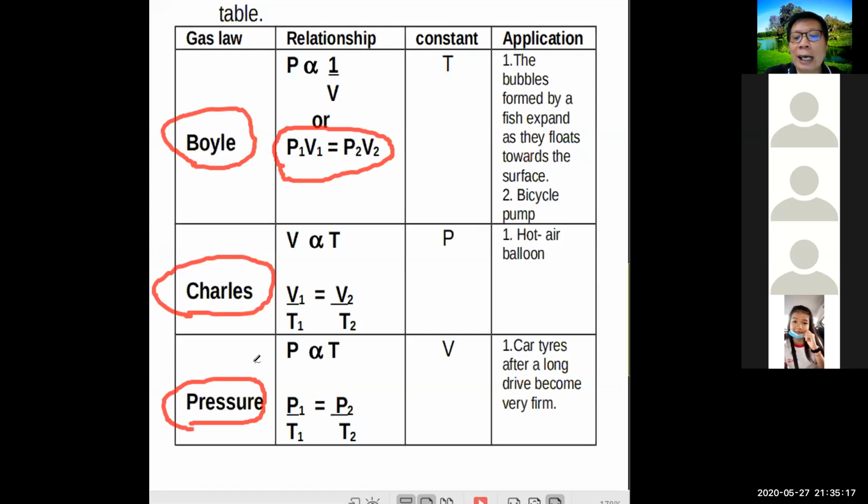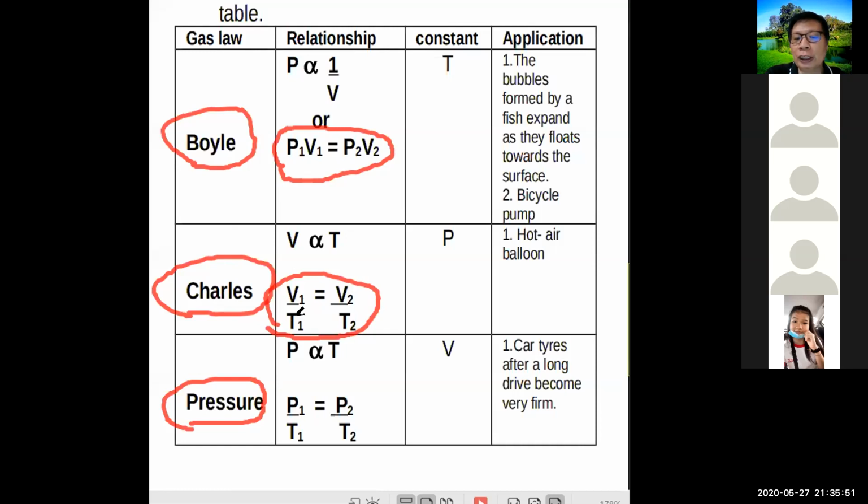Okay, the second one is Charles law. Charles law, you see the formula, is a study of the volume and temperature. T is temperature. So you see V1, T1, V2, T2. Volume, temperature, volume, temperature. Okay, so Charles law. So you can see already now. Boyle's law studies pressure and volume. Charles law studies volume and temperature.